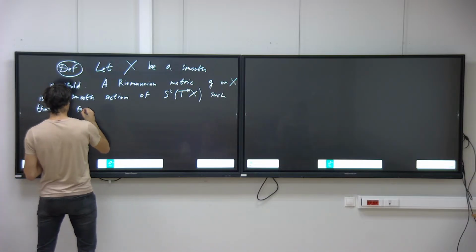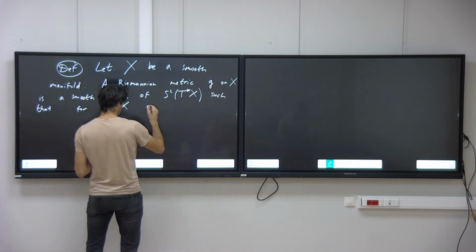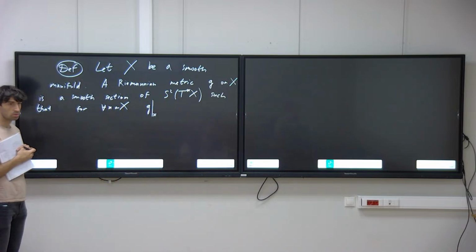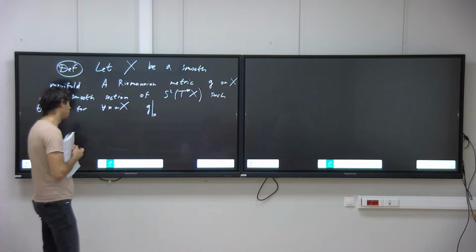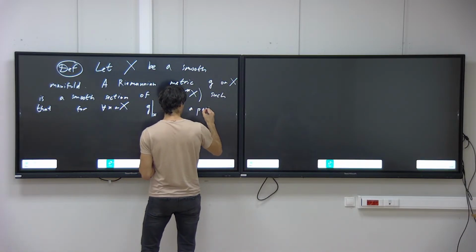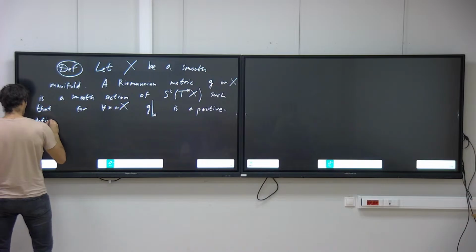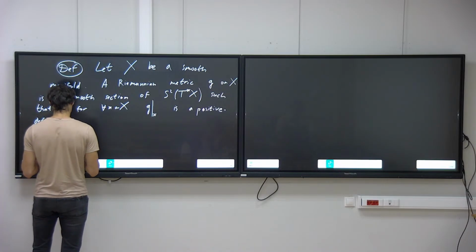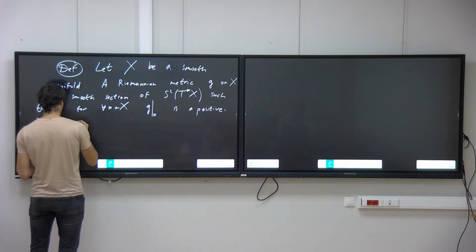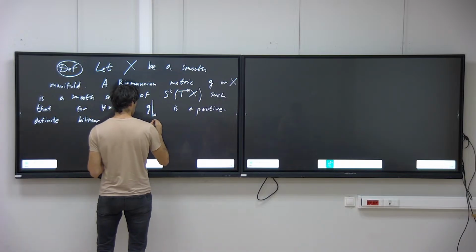for any x, which is a point in my manifold, if I take G and consider it at my point x, this will be S2 T star x, and this gives a positive definite quadratic form, bilinear form, on T_x X.